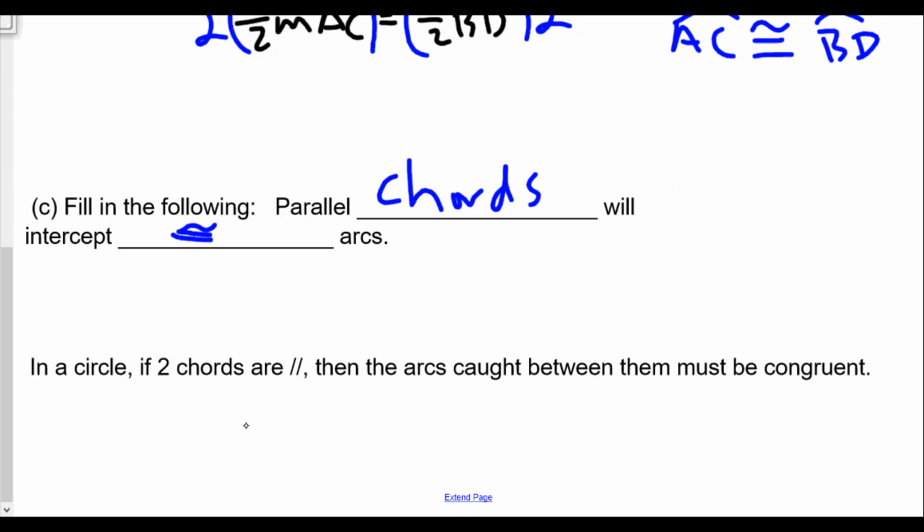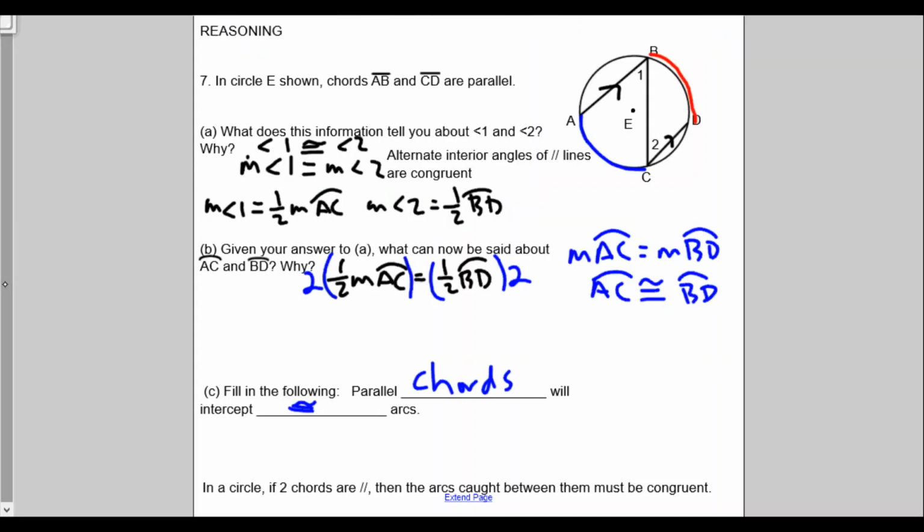So let's make this full page so you can take a look. The idea is that we found that the measure of angle 1 and angle 2 were congruent. They're both inscribed angles. Measure of angle 1 equals 1/2 the measure of arc AC, measure of angle 2 equals 1/2 arc BD, and both angles have the same measure. Therefore, the half measures of the arcs are equal, which means the arcs are congruent, and therefore parallel chords will intercept congruent arcs. Or in a circle, if two chords are parallel, then the arcs caught between them must be congruent.